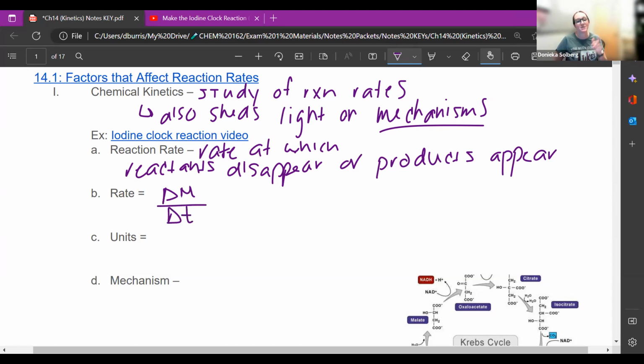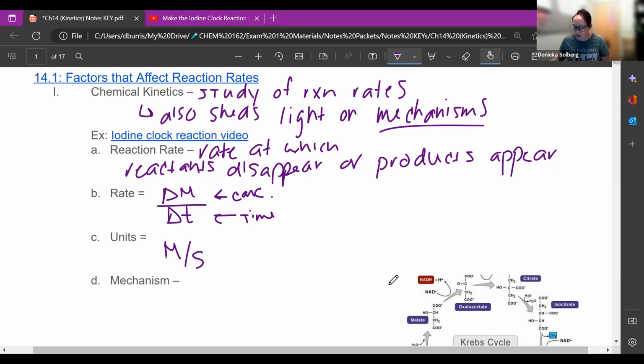Remember the triangle, it means change in. So the concentration is going to change over time, right? This is concentration, and this is, of course, time. So it's going to be molarity per second or molarity per minute or something like that. The units, like I just said, are usually molarity per second. Chemical reactions happen quickly, not slowly, so you're going to see per second a lot of the time.